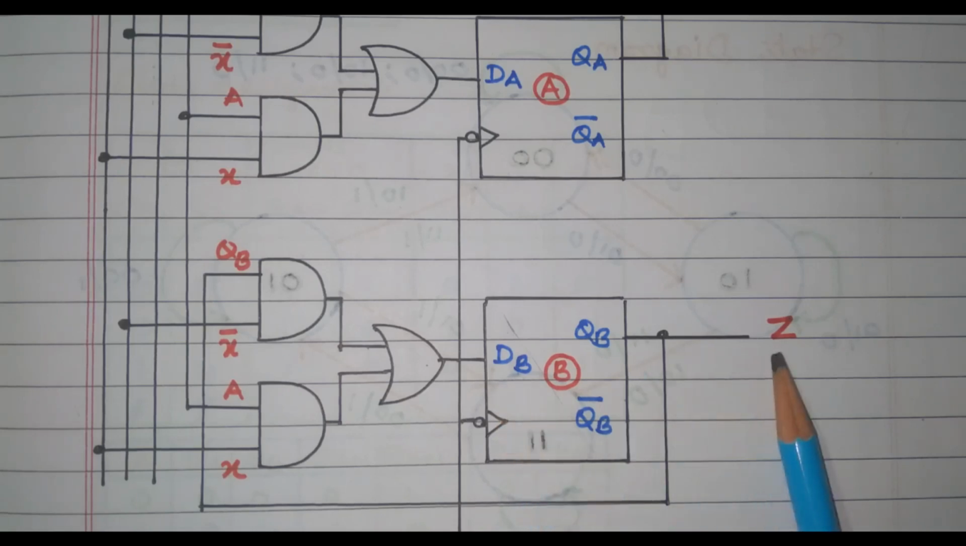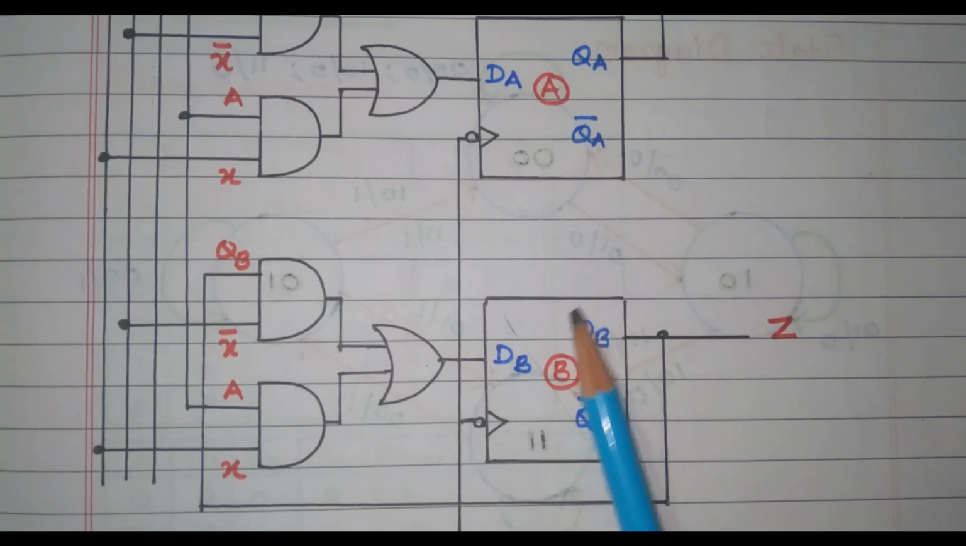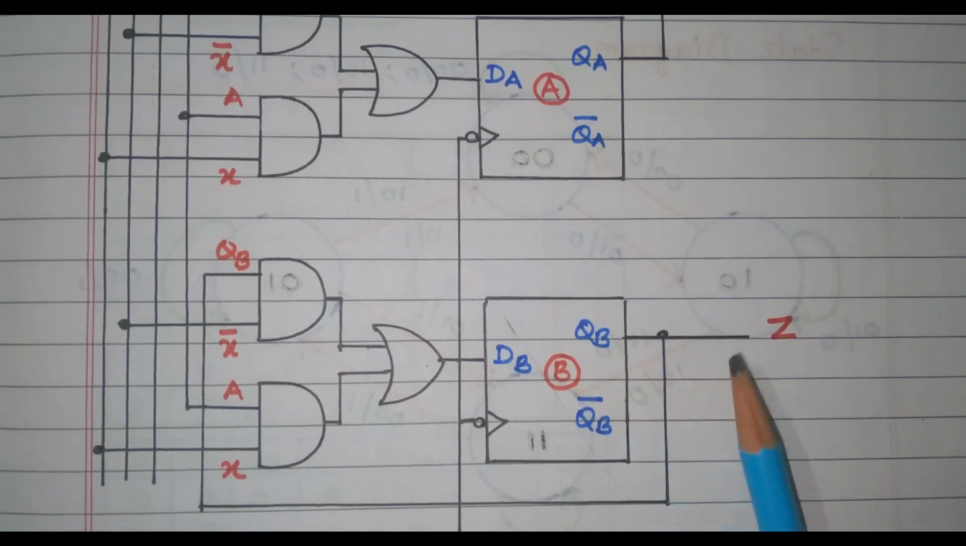What is the output Z? Output Z is nothing but QB, the current state QB. The equation is given, Z equals B. So, from B we got the output. Now, we have drawn the logic circuit. Now, we will go to the state table.